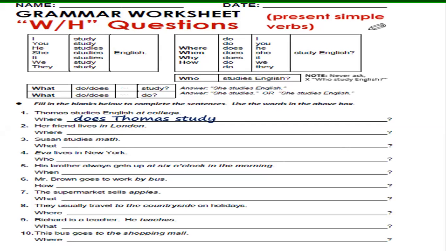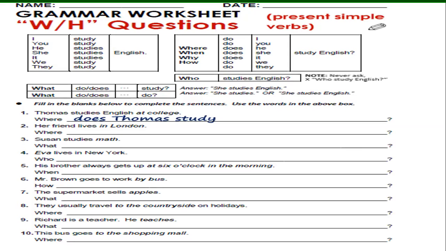Number 6, Mr. Brown goes to work by bus. Entonces aquí me preguntan, how? How does Mr. Brown go to work? Go to work. Yes, excellent. Number 7, the supermarket sells apples. So, what does the supermarket sell? Sin la S, ¿verdad? Sell. Very good. Y la respuesta, they sell apples, right?